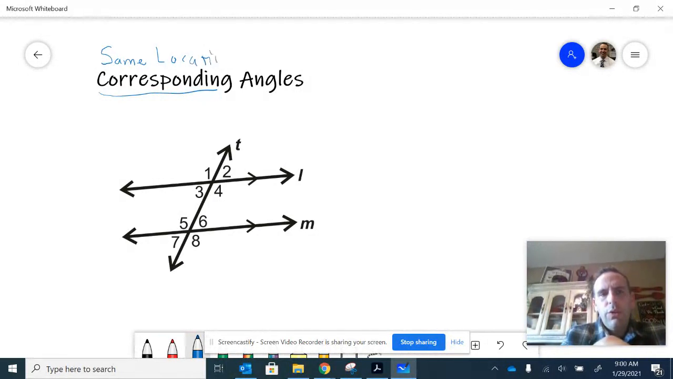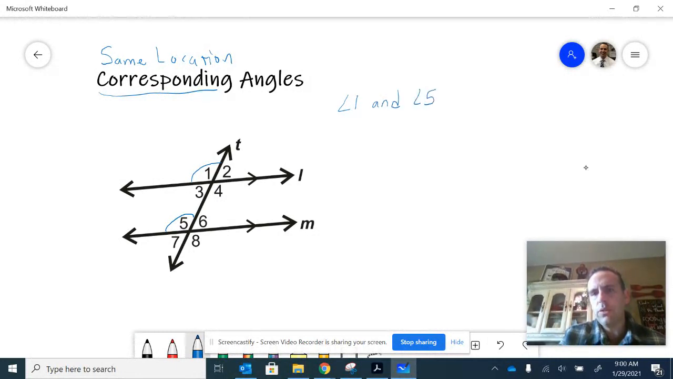So if we look at how the transversal intersects these two, in this case, parallel lines, we could say that angle 1 is at the top left portion of that intersection. Likewise, angle 5 is the top left portion of that intersection. That's what we mean by corresponding. We would say that angles 1 and 5 are corresponding angles.